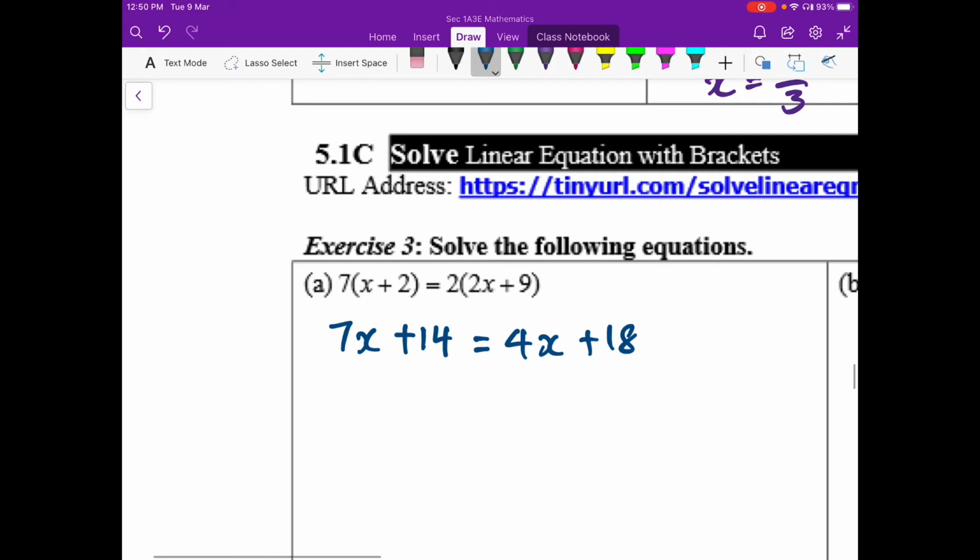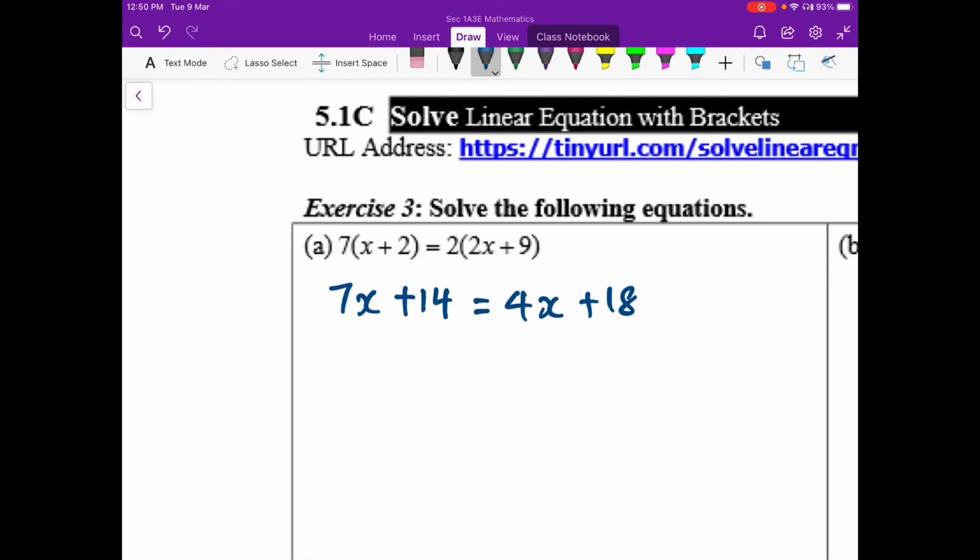And now we see, oh no, the x appears on two sides. There's a 7x on one side, there's a 4x on the other side. We want to make x the subject. I just want to do all my working, and at the final step, x equals to something, x equals to a value. That's what I want to see. But right now I have a problem. The x appears on the left hand side and on the right hand side at the same time. I need to put them together.